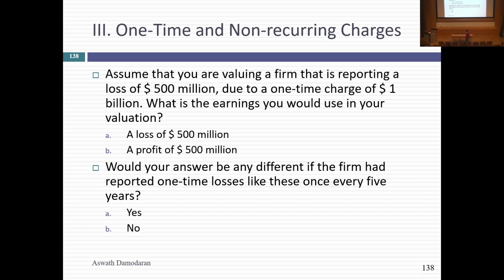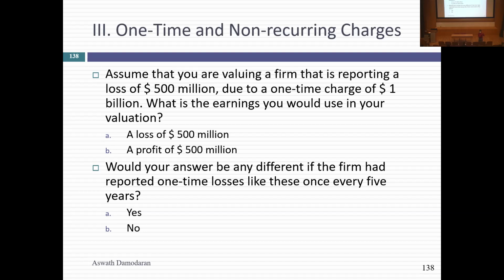So let's play a little game. Let's assume we have a company which has reported a $500 million loss, and that entire loss is because of a one-time charge of $1 billion that year. So here's the easy question. If it was truly a one-time charge, when you sit down to value this company, what are you going to use as your base year's operating income?